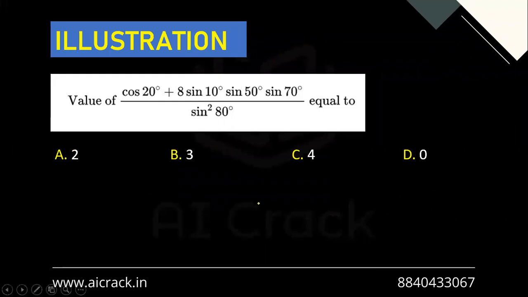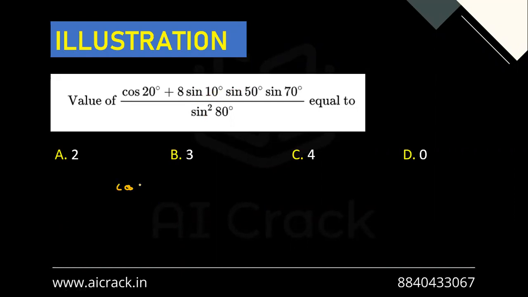Now let's look at one last example. Value of cos 20 plus 8 sine 10 sine 50 sine 70. Now I can see that this is theta, this is 60 minus theta, and this is 60 plus theta. So make it a habit. If you see 3 multiplications, then try to see if this is the format or not, right? Whenever you see any 3 multiplications in terms of sine or cos or tan or cot, just make it a habit that you try to fit in this formula. That might get things simplified.